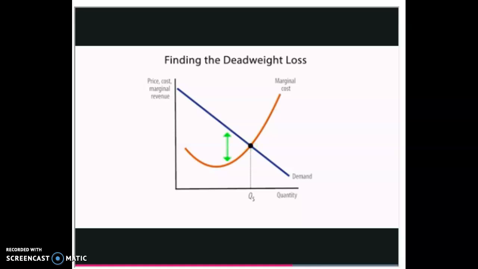Every unit up to that point provides a benefit that is more valuable than the marginal cost of making that unit. By restricting the quantity to QM, the monopolist prevents the net gains that could be received from the units between QM and QS, for which the marginal benefit exceeds the marginal cost. The loss of those net gains is what we call deadweight loss.